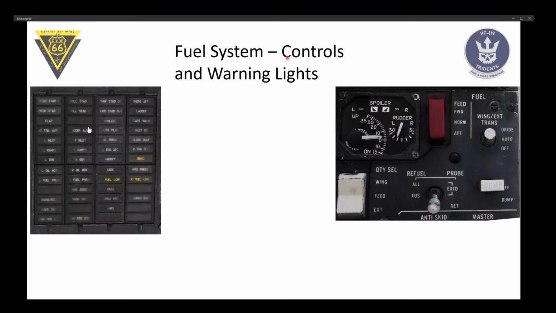Now let's take a look at the controls. The indications are a bit slim. We have the bingo warning, which, you know what bingo is, and left and right fuel low. I think this comes on when the respective left or right feed tank goes below 1,000 pounds. Don't quote me on that.